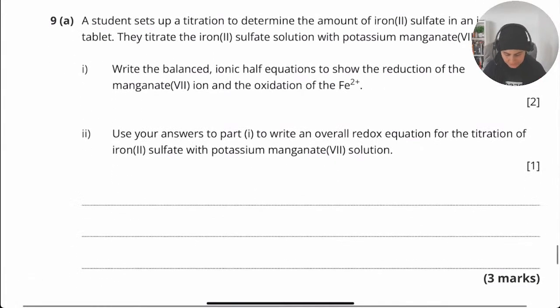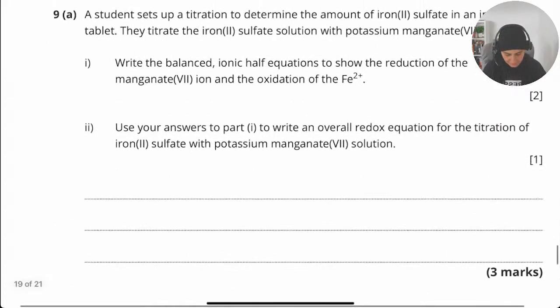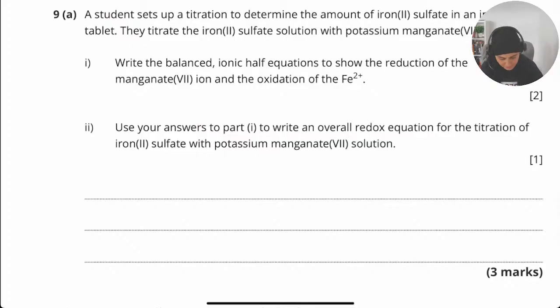Fine, next question. A student sets up a titration to determine the amount of iron 2 sulfate in an iron tablet. They titrate the iron 2 sulfate solution with potassium manganate. Write the balanced ionic half equations to show the reduction of manganate 7 ion and the oxidation of iron 2 plus. Okay, there is not much space here. And we also need to write, use your answer to part 1 to write an overall redox equation for the titration of iron sulfate with potassium manganate. Yeah, I'll just write everything here.